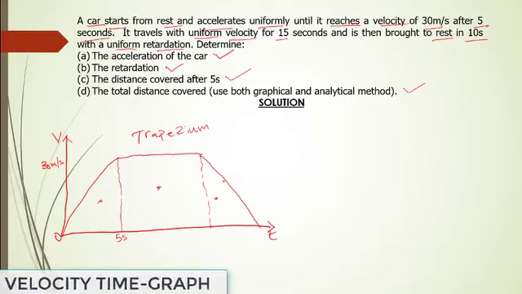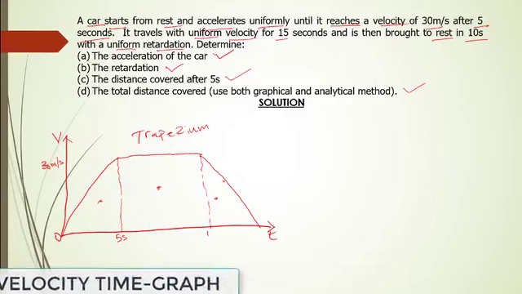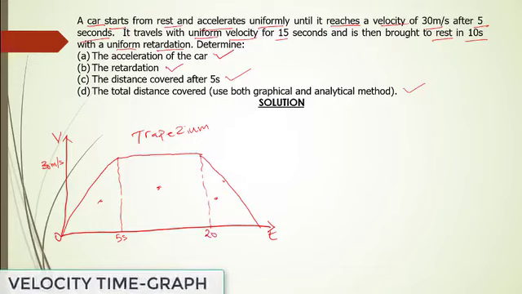Then from here to here, the time spent at uniform velocity was 15 seconds. So when you add 5 to 15, you are going to have 20 seconds. And then it took 10 seconds for the body to come to rest with uniform retardation. So add 10 to 20, we're going to have 30 seconds as well.